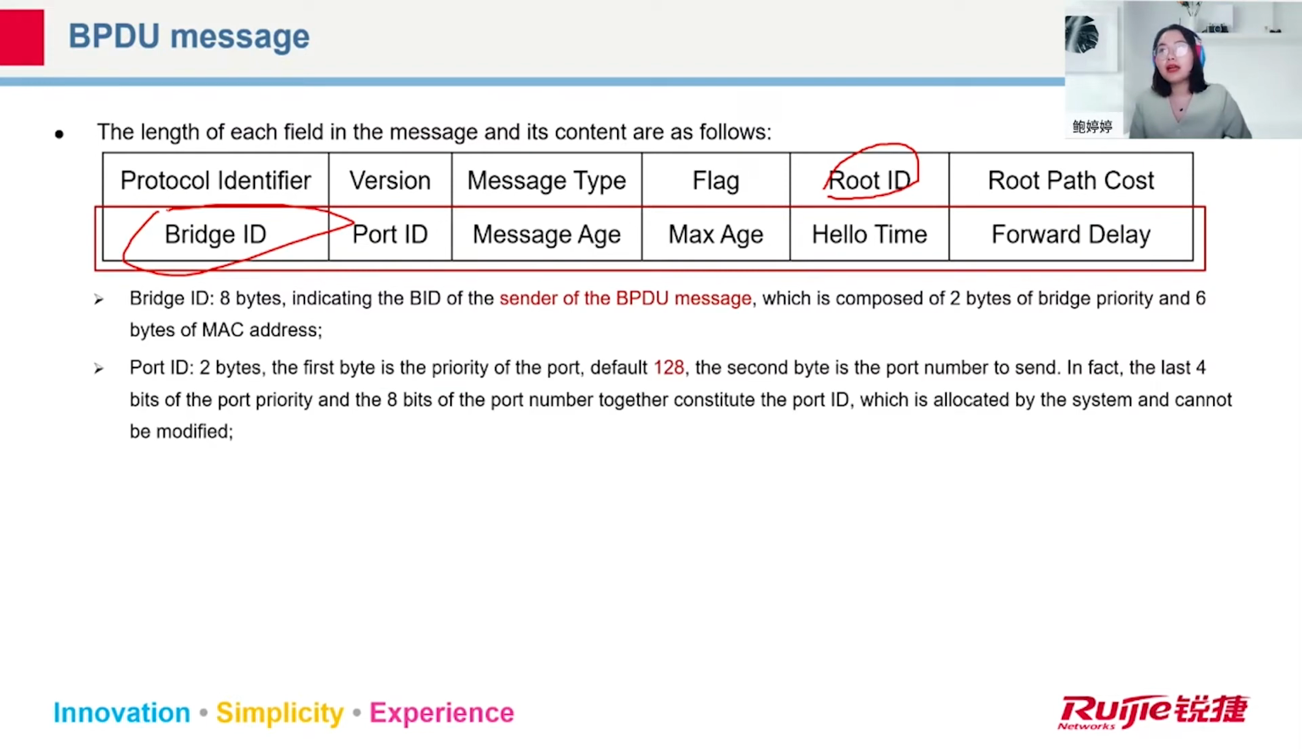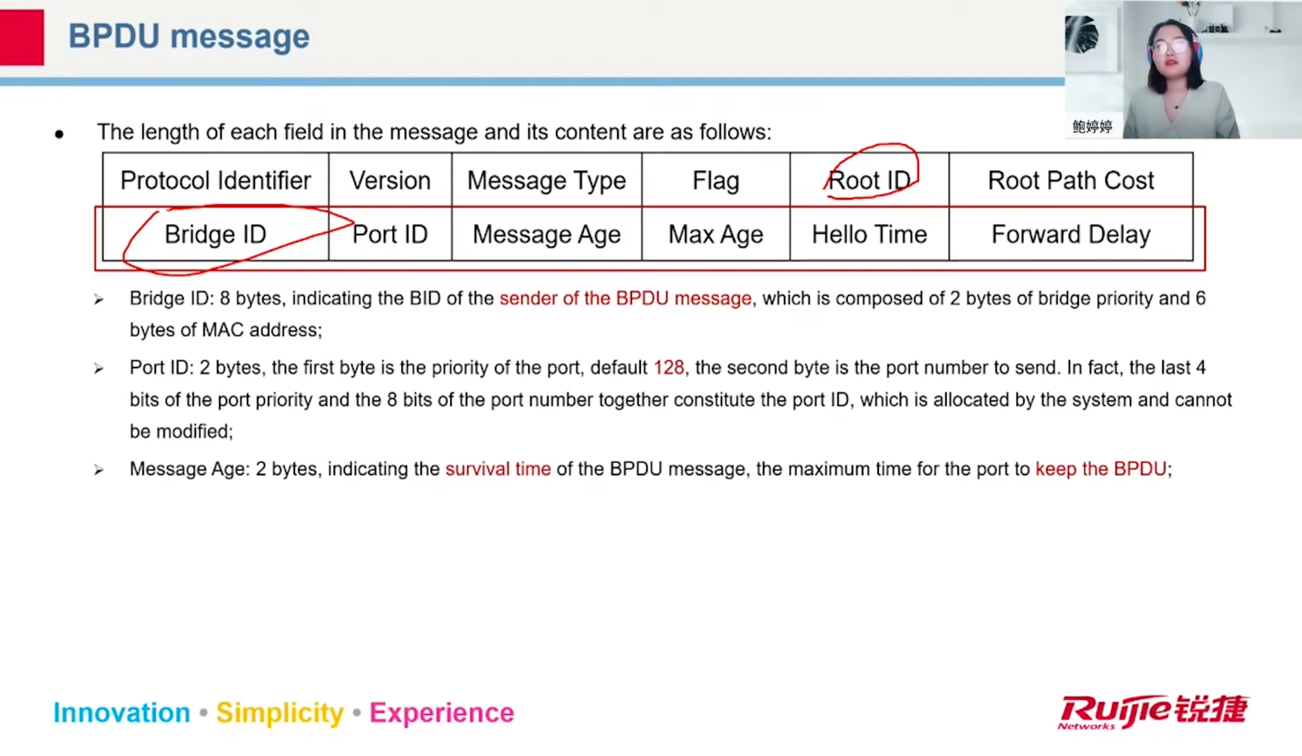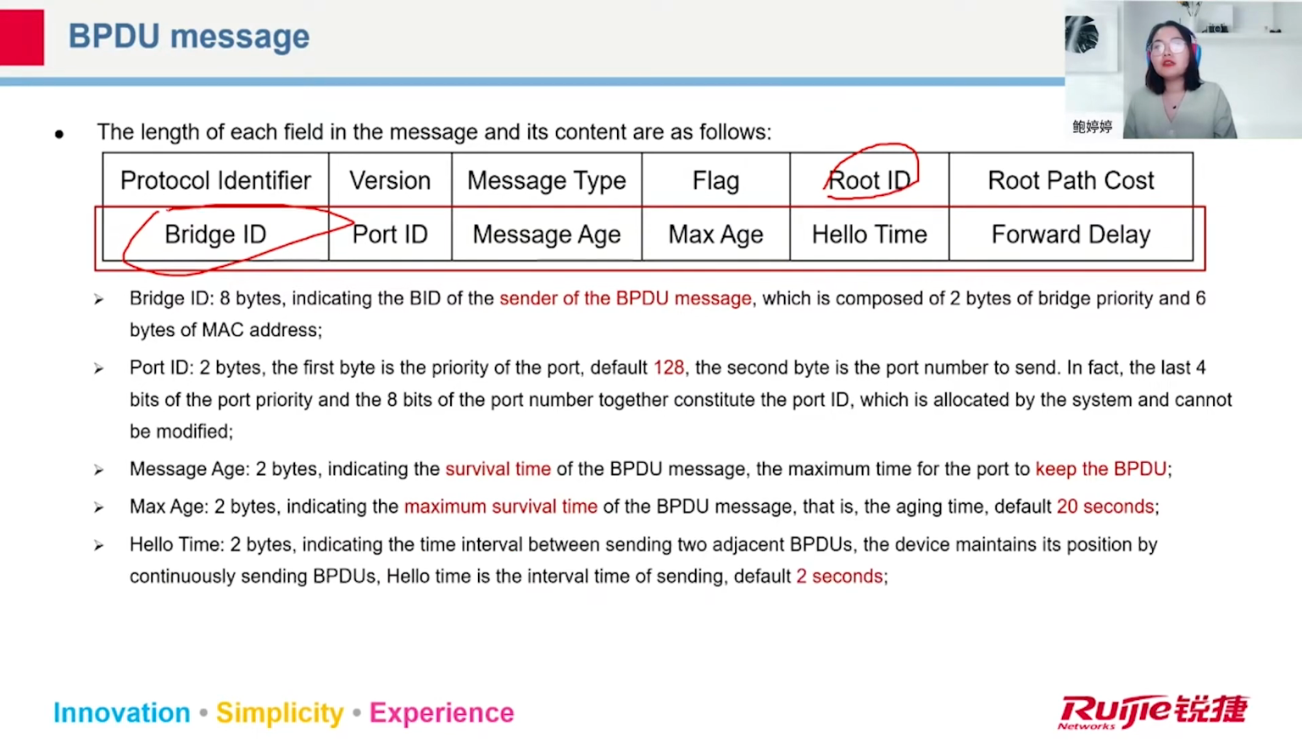And the next one is the port ID, 2 bytes. The first byte's default value is 128. This port ID will finally be used to decide the role of the interface. Okay. The next one is the message age. The 2 bytes indicate the survival time. For example, the BPDU is sent out every hello time. By default, the hello time is 2 seconds. That means the root bridge will send out the BPDU every 2 seconds.